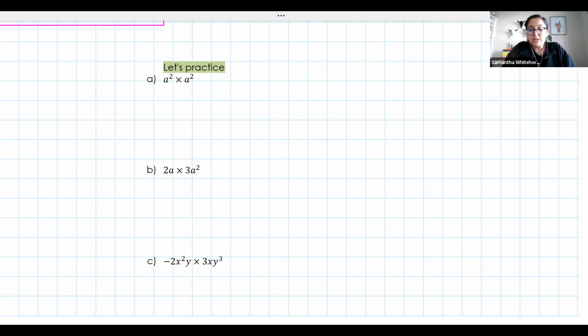It's just one of those sections that often we struggle with, but there's no need to struggle with it. If we practice it and we ask questions and we do the work, we should be okay with exponents.